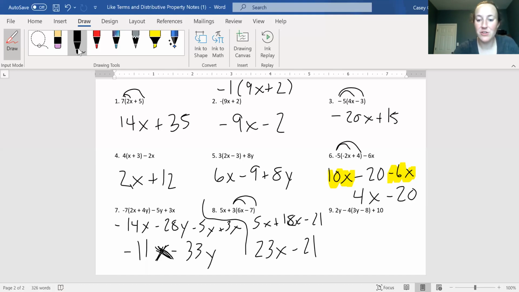Okay. And on 9, we're going to distribute that negative 4 to everything that's inside the parentheses. So we end up with 2y minus 12y plus 32 plus 10. Give you a second to write that down or check your answers. Combine like terms, then we get negative 10y plus 42 for a final answer.